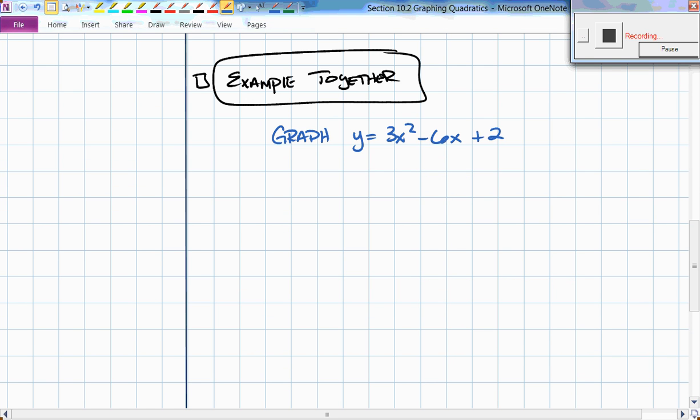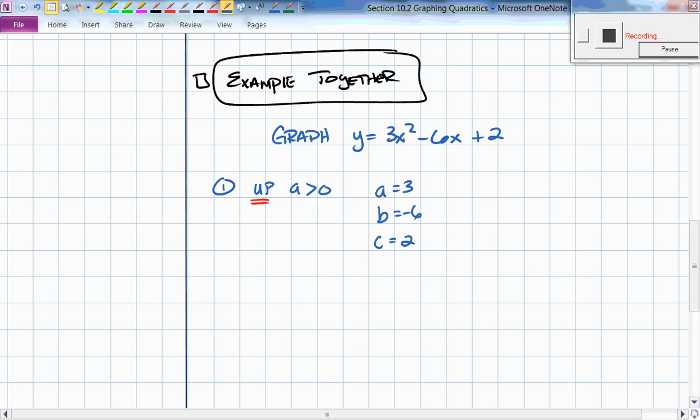We're going to graph y equals 3x squared minus 6x plus 2. Okay. Step number 1. Here we go. Does it open up or down? This opens up because a is greater than 0. And what I like to do in this step number 1 is write down what a, b, and c are. So I know it opens up. What's the value of a? Good. What's the value of b? Negative 6. What's the value of c? 2. Awesome. Step number 1, accomplished.